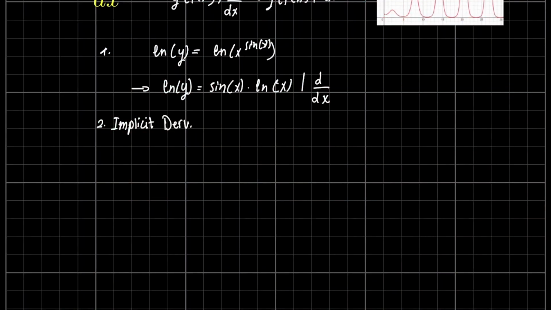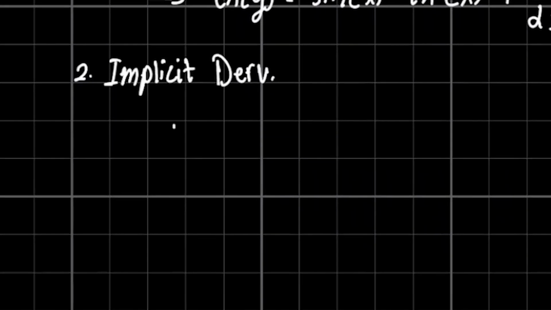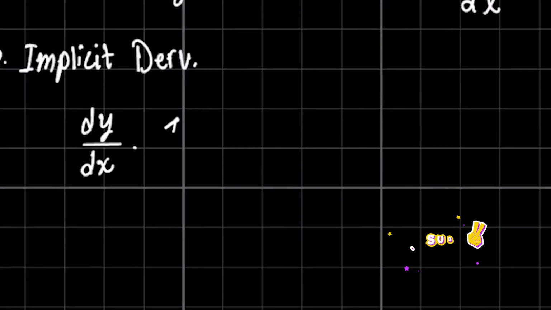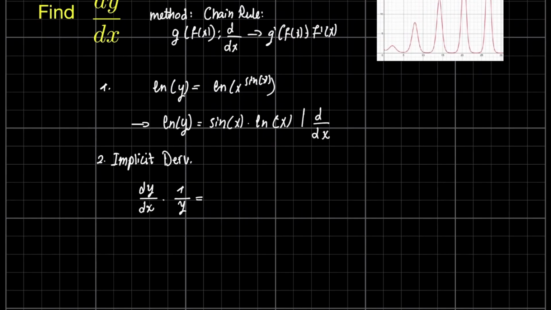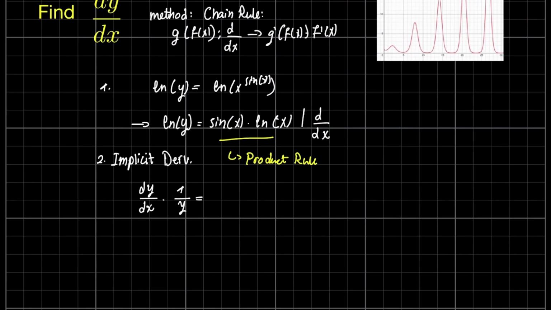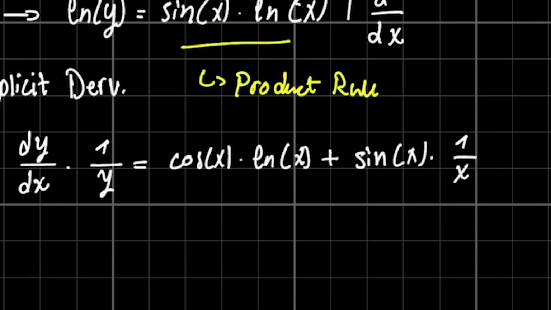So for the implicit differentiation, we will use the chain rule. The derivative of y is just going to give me dy/dx, and the derivative of y as a function g of f of x, because there's ln y here, that's going to be 1 over y. That's going to be equal to, now the derivative of the other side. For this side, I'm going to use the product rule. So what I'll have is the derivative of sine is going to be cosine of x multiplied by ln of x, the second term underived, plus the first term underived, so sin of x, times 1 over x, basically the derivative of ln of x.